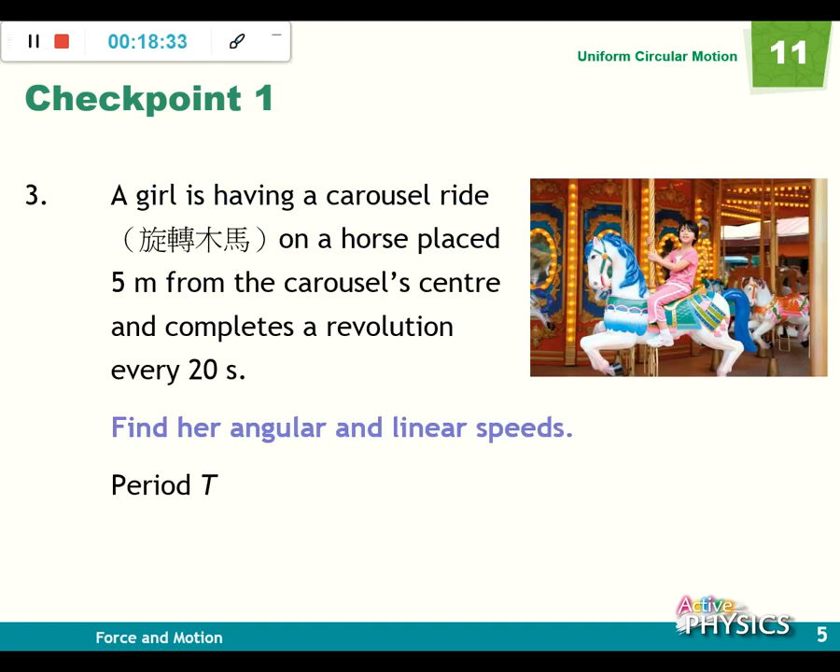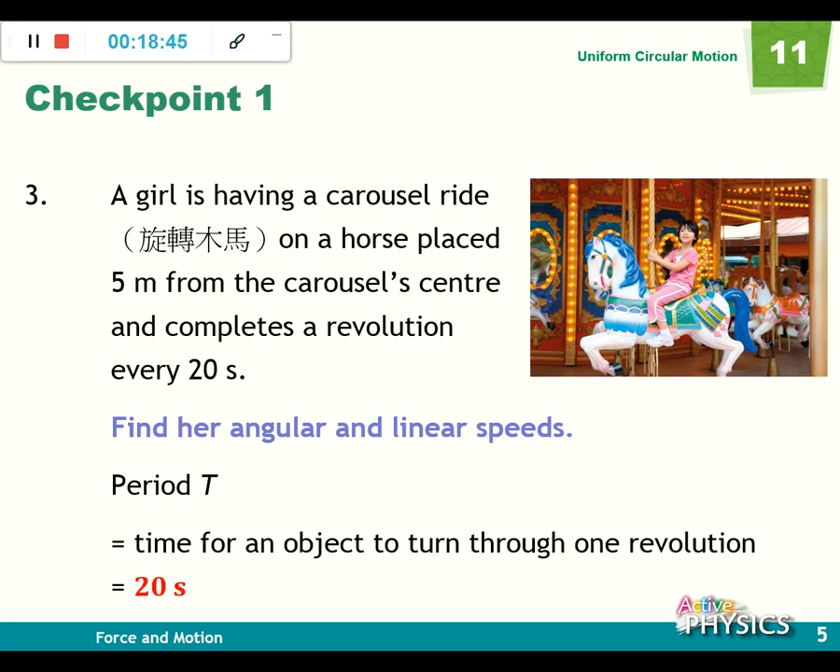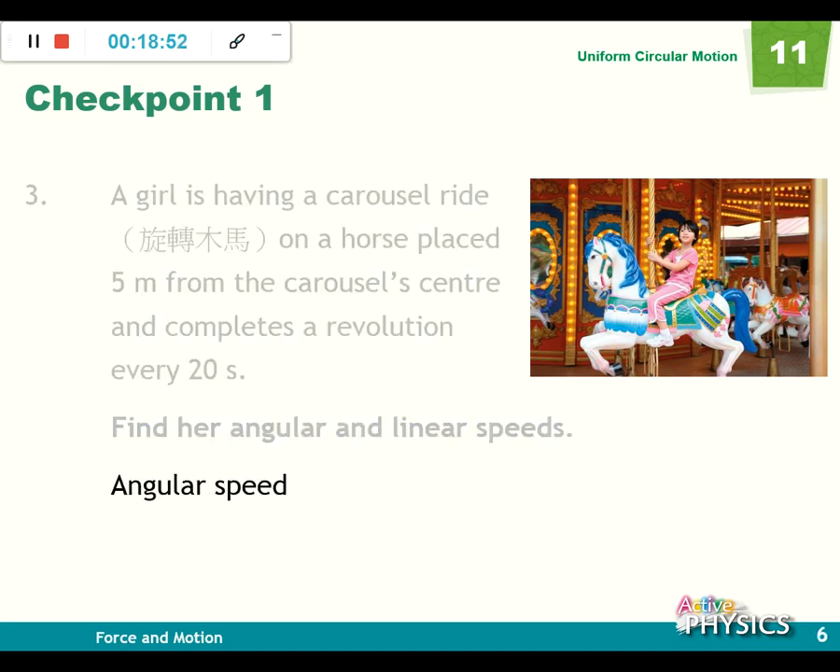Okay, the other one, a merry-go-round, like that. Give you one revolution every 20 seconds. Find her angular and linear speed and period T. Period T should be 20 seconds. I think you should know that. One revolution, the time for it. How about angular speed? Angular speed, one revolution, should be 2 pi over T. Then it should be this omega. How about the linear speed? It should be related to the radius R, 5 meters. This.